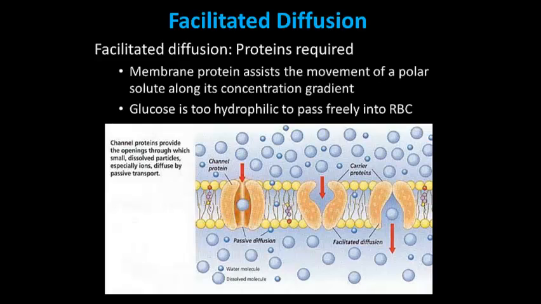Facilitated diffusion is the last type of diffusion I'm going to refer to in this video, and it requires proteins that are embedded in your membrane. The membrane proteins actually assist the movement of a polar solute along its concentration gradient, and that's really important because a lot of those polar solutes can't pass directly through the phospholipids themselves, and glucose is a classic example of that. It's too hydrophilic to pass freely into red blood cells, but it's absolutely necessary for us to survive and to be able to get energy to perform any of our actions. So that's a classic example of that.